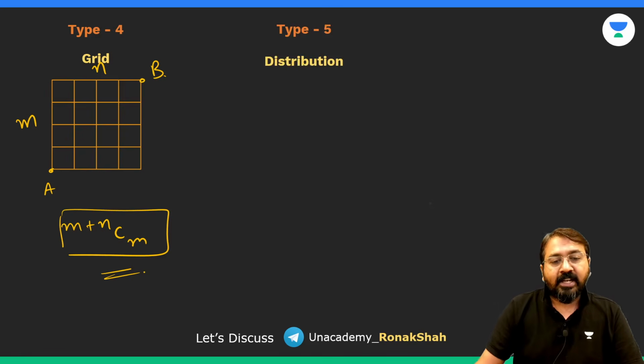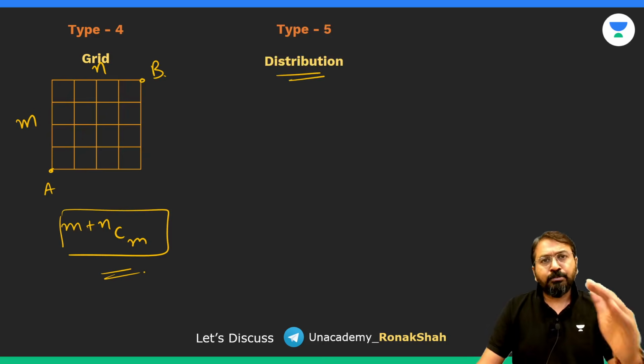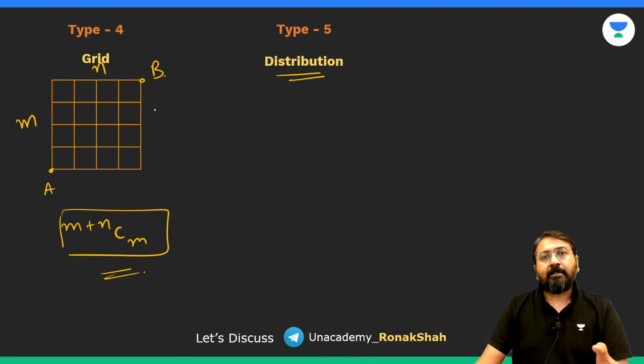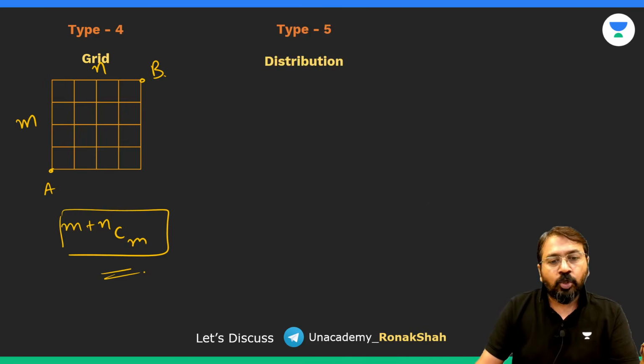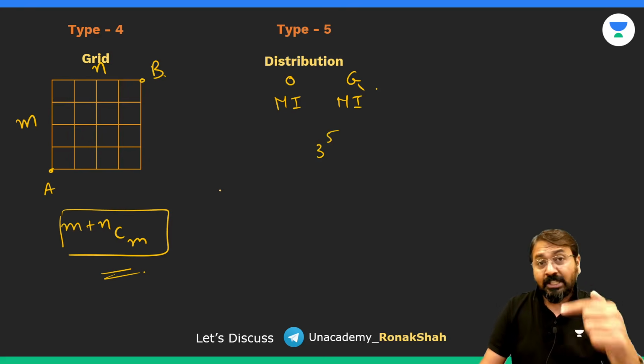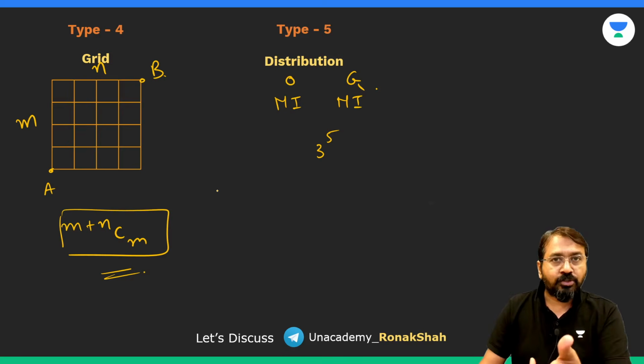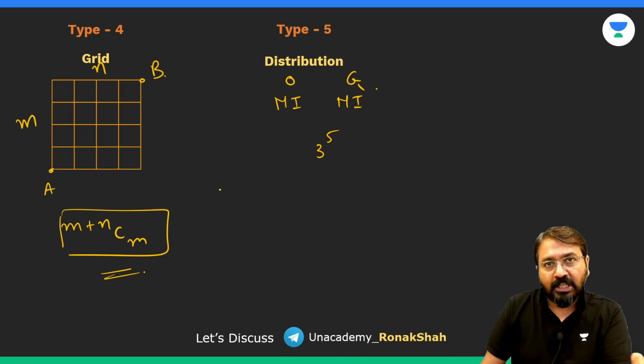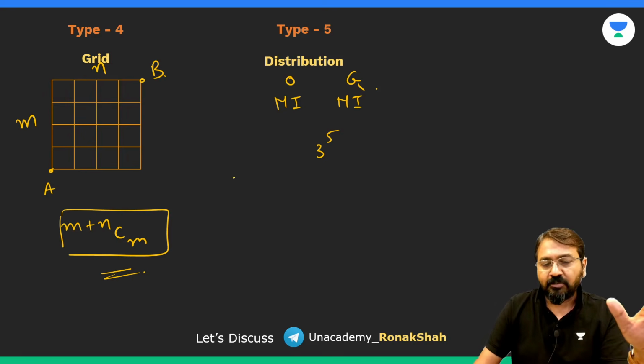Then the next variety is distribution. Now distribution can be of different varieties. For example, it can be non-identical objects to non-identical groups distribution. For example, I have 5 different chocolates and I want to give them to 3 different children. Of course the children are different, so the number of ways to do that is straight away 3 raised to 5, because each chocolate can be given to 3 children. So there are 3 ways to give each chocolate, so 3 raised to 5. So this is a very simple variety.